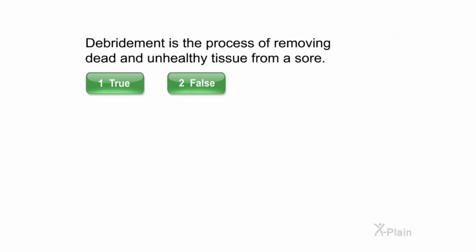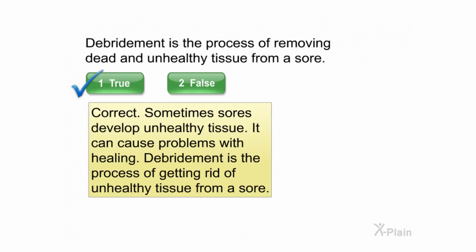Debridement is the process of removing dead and unhealthy tissue from a sore. Select true or false. Correct. Sometimes sores develop unhealthy tissue. It can cause problems with healing. Debridement is the process of getting rid of unhealthy tissue from a sore.